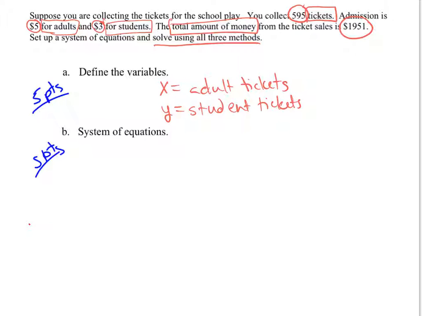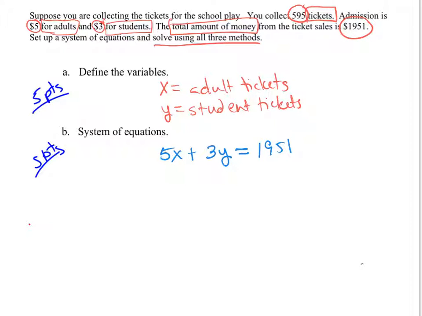That'll be worth 5 points on the test tomorrow. Then we need to set up that system. Now the first part of this is going to be the money. So all of the money is going to make one equation. So our money equation is going to involve $5, $3, and $1,951. Since it's $5 per adult, that equation is going to be 5x, and it's $3 per student, so that's going to be 3y. And we know that we're going to make a total of $1,951. To find a total, you add those two amounts up, and they're going to equal that $1,951.